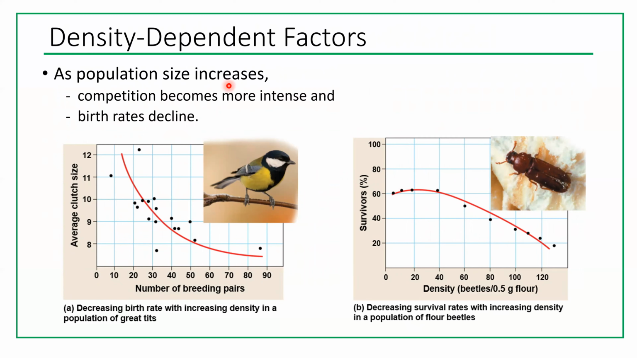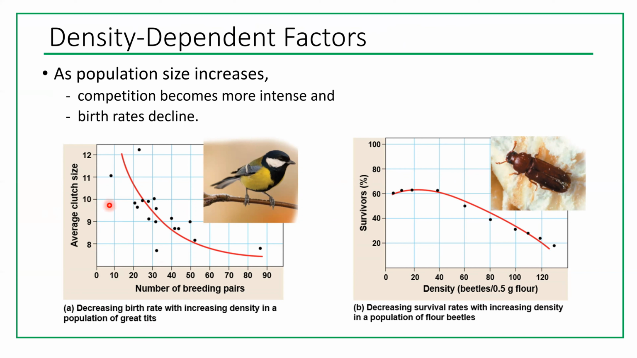Population size increases when competition becomes more intense, and birth rates decline. So here you can see two graphs, and the first shows us the number of breeding pairs in a population of great tits. Right, so that's a little bird over here. And when we see that more and more breeding pairs we have, what happened with the average clutch size? It's decreasing. And clutch is how many eggs they lay.